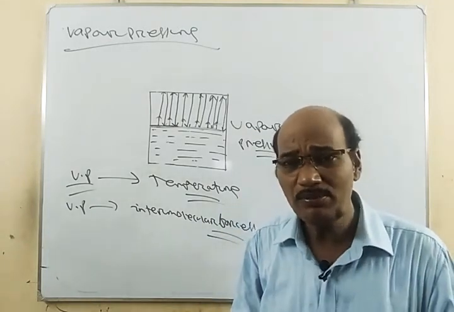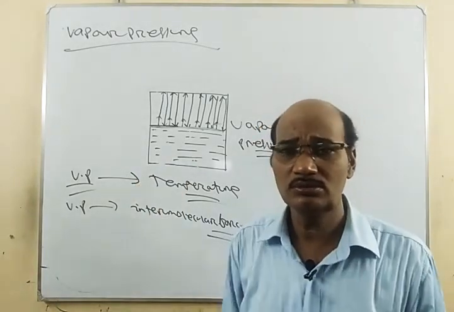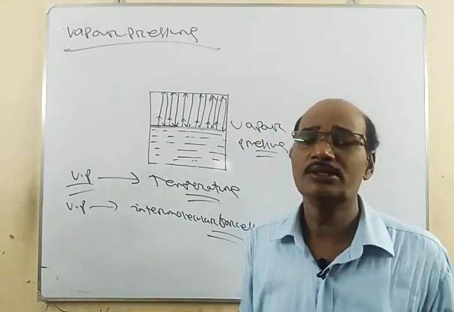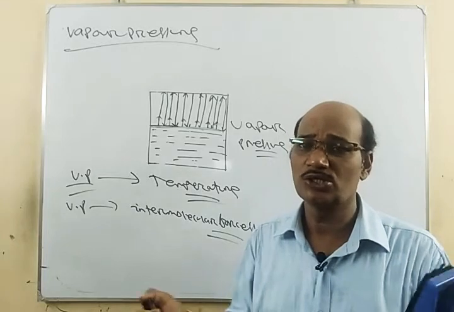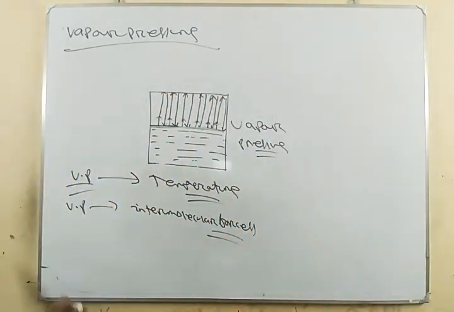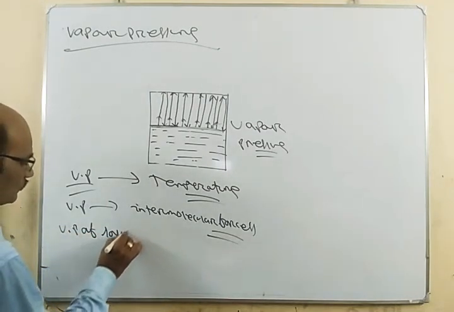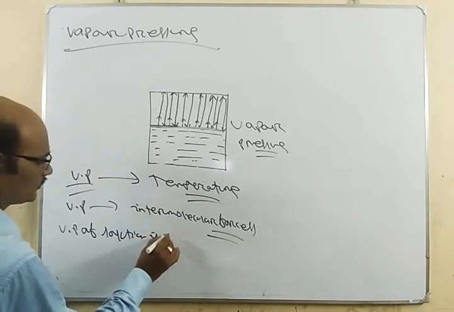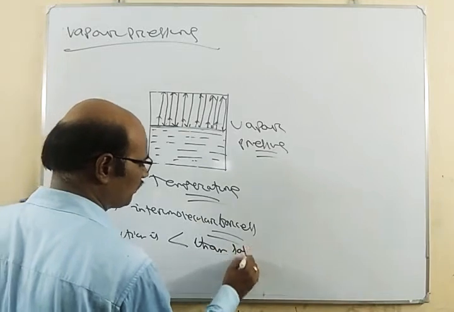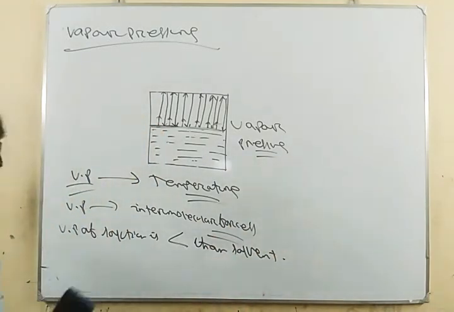Whatever solvent we have, it has its own vapor pressure. Now when we add solute to it, they will occupy some surface area, so accordingly the vapor pressure of the solution will be decreased. Okay. So vapor pressure of a solution is less than what? Than that of the solvent. Clear?